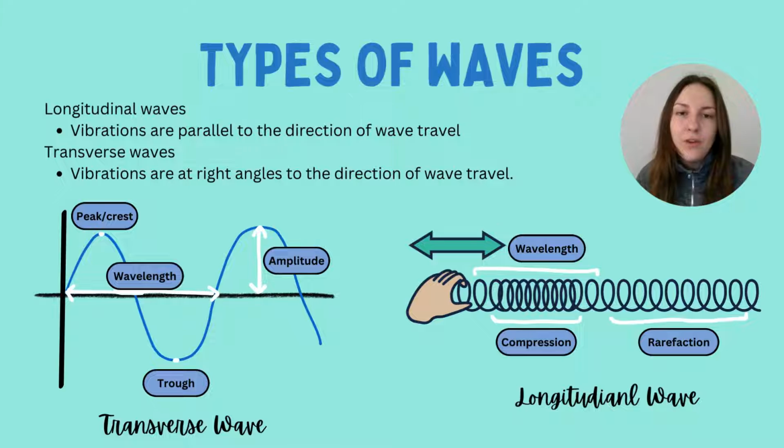In the case of transverse waves, however, if you were to get that slinky again and you were to move your arm up and down like this, you'd actually find those waves forming that transverse wave pattern. And as you can see, the waves are moving upwards and downwards, but the wave is moving away from you as well. So therefore, transverse waves have vibrations at right angles to the direction of wave travel. And that is the key difference you need to know.